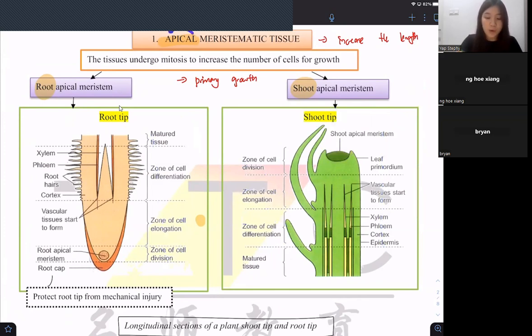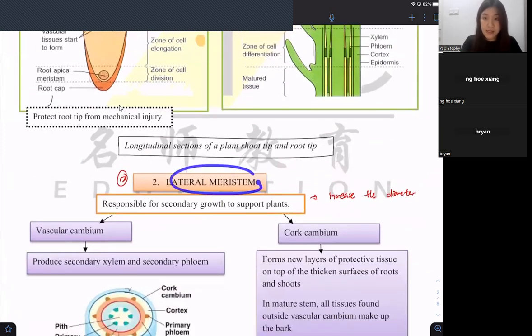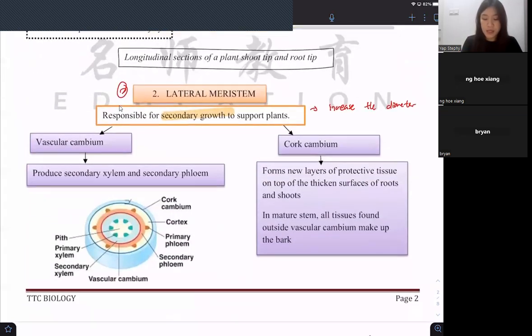The apical is involved in the primary growth. And then for the next one, the lateral meristem. Lateral meristem is how to increase the diameter, that means the thickness of the plant. So this one is involved in the secondary growth. So this is for the secondary. Okay, so you come to see it here.